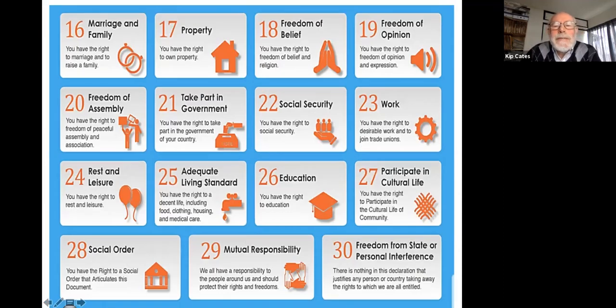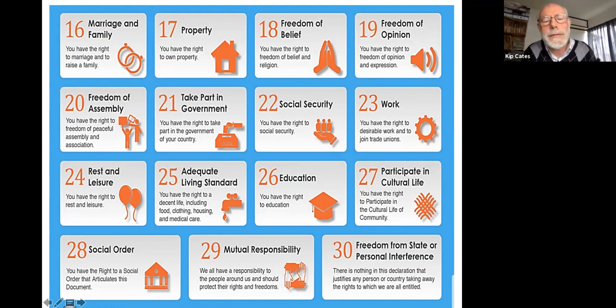16, the right to marriage and a family. 18, the right to freedom of belief. 20, freedom of assembly. Number 24, the right to rest and leisure. When we finish the class and it's time for lunch or for a break, I say, students, according to the Universal Declaration of Human Rights, Article 24, you have the right to rest, take a 15-minute break, and then come back for our next class.